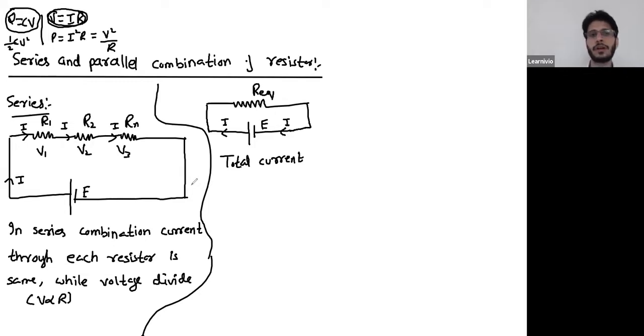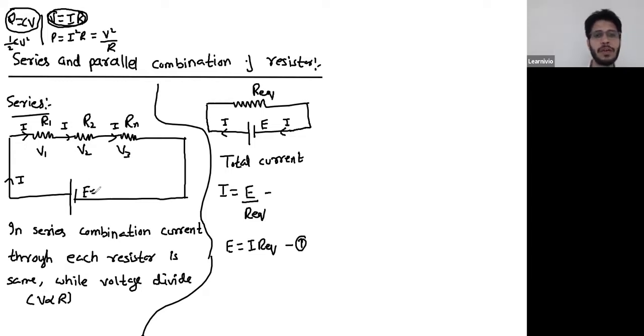We can as well calculate total current. Total current I is E by R equivalent. That's the total current in the circuit, which is EMF divided by R equivalent. Or you can write this E is I into R equivalent. That's the first equation.